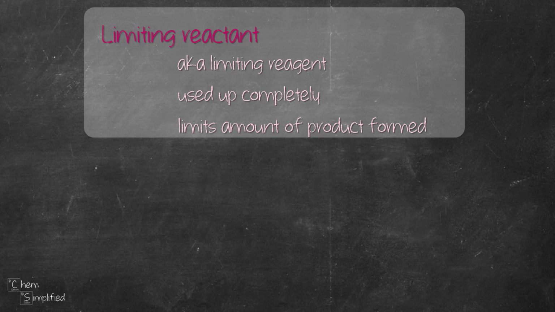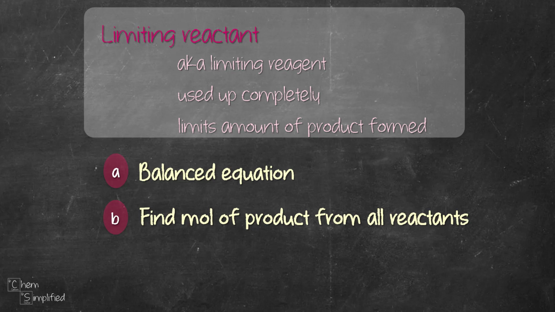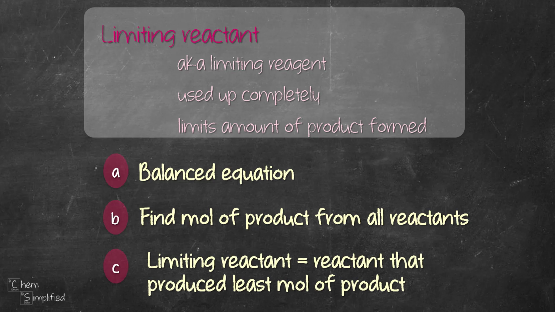Quick summary, when figuring out the limiting reactant, we first need to write out a balance equation. From the given information and the balance equation, we're going to use that to find the mole of the product from each reactant. The reactant that produces the least amount of product, that's the limiting reactant.